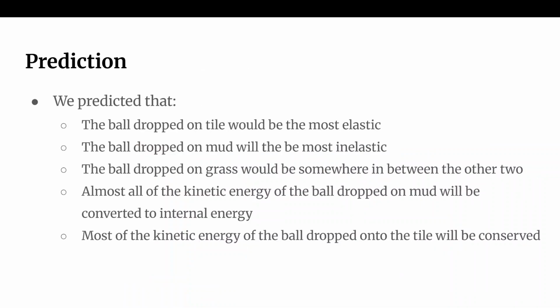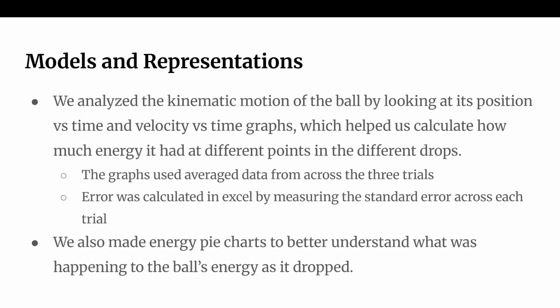So for our prediction, the ball dropped on the tile would be the most elastic, the ball dropped on the mud would be the most inelastic, the ball dropped on the grass would be somewhere in between the two, and for the ball dropped onto the mud, almost all of the kinetic energy would be converted to internal energy, and most of the kinetic energy for the ball dropped onto the tile would be conserved.